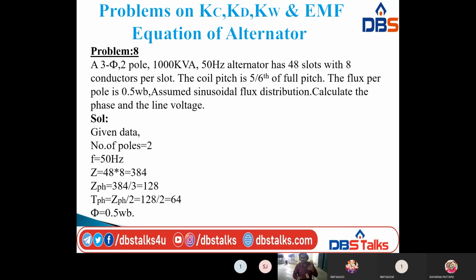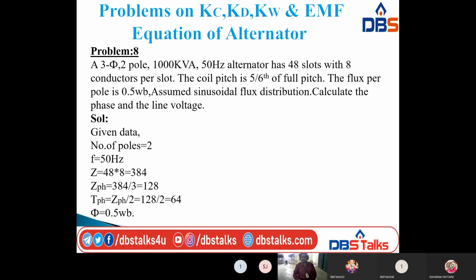That is equal to how many phases we have? 3 phases. That means how many conductors per phase? 384 by 3, that is equal to 128. So based on the formula, Z phase is equal to 2 into T phase. Here T phase is the turns per phase. So from that formula, T phase is equal to Z phase by 2. I already calculated the Z phase value, that is 128 by 2, that is equal to 64. Here the turns per phase value is 64.